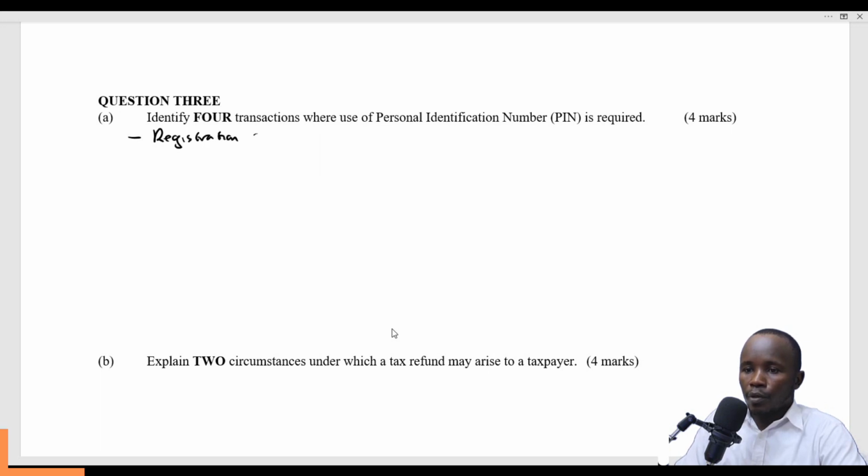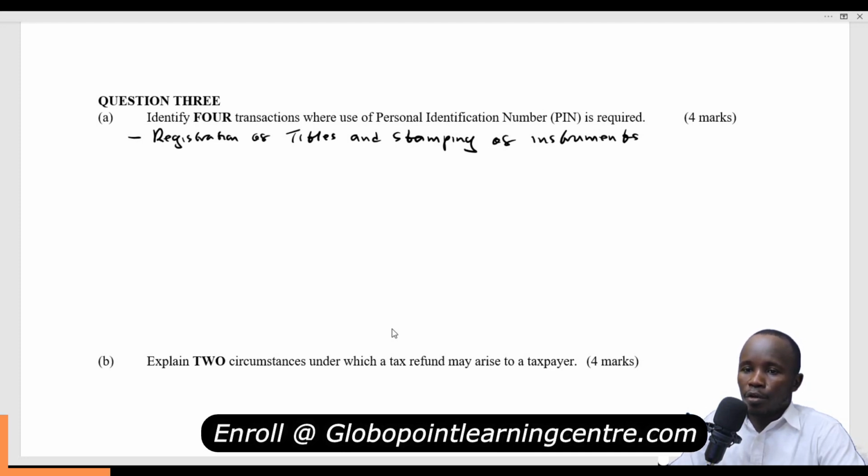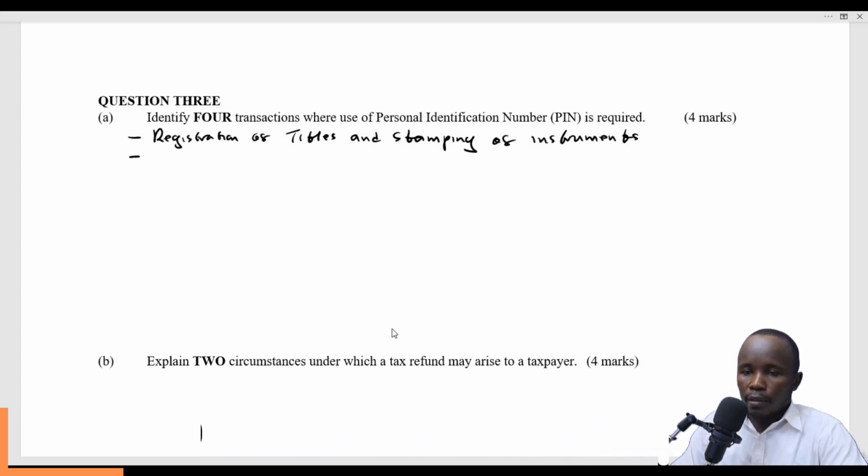Registration of titles and stamping of instruments. You require this when you want to get or transfer your land or acquire a new land. You need KRA PIN. Also, during registration of business names, you require KRA PIN to register a business.